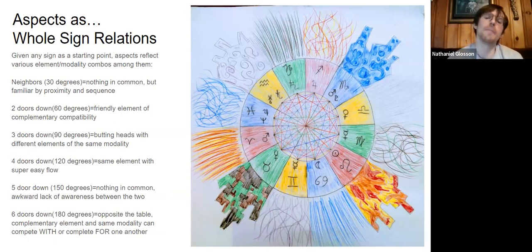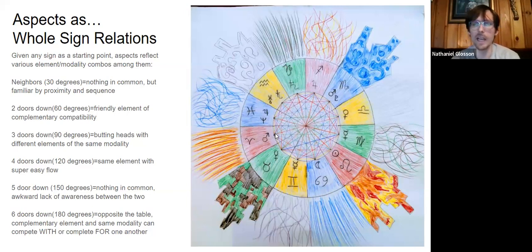Aspects are originally created because, besides the geometric degrees between things, the planets, if you take 360 degrees and divide it by 30, you get 12 signs. And so aspects are really talking about how each sign gets along with each other sign. Given any sign as a starting point, aspects reflect the various element and modality combos among them. And I've kind of alluded to this in the last one.